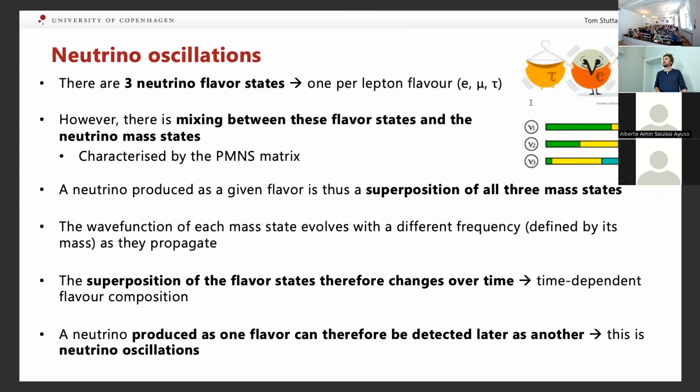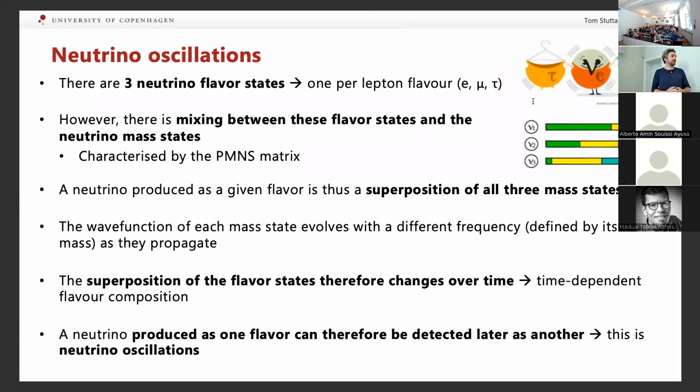So I'm going to start with just a very brief overview of neutrino oscillations. As I think probably most people in this room are familiar with by now at this stage of the course, there are 3 neutrino flavor states. Maybe there are more sterile states, but in our current model at least, there are 3 neutrino flavor states, 1 for each of the lepton flavors. So an electron neutrino, a muon neutrino, and a tau neutrino.